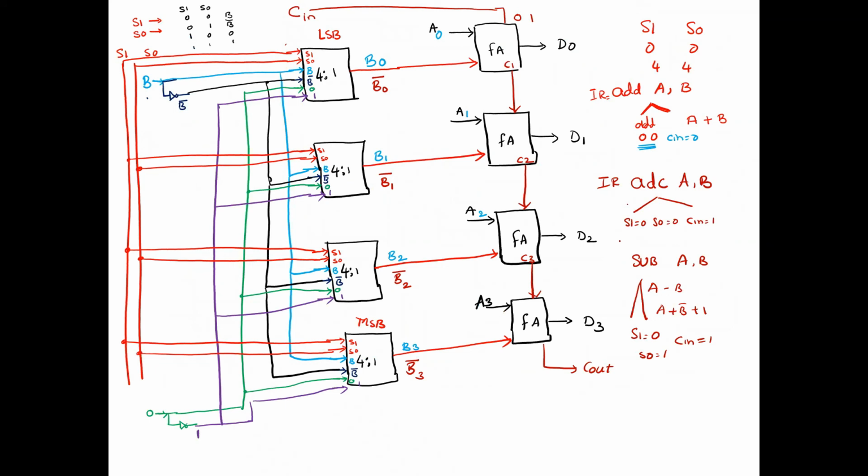Now if you look at this, add is equivalent to 0, 0, 0. If it is add with carry, it is equivalent to 0, 0, 1. If it is subtract, then it is 0, 1, 1. If it is subtract with borrow, it is 0, 1, 0. Are we not putting everything only in terms of zeros and ones? Answer is yes.